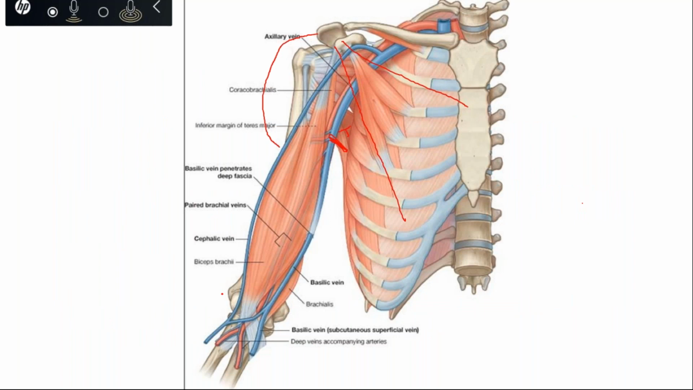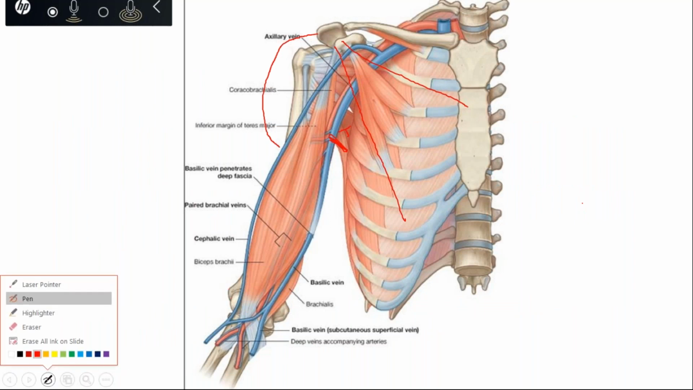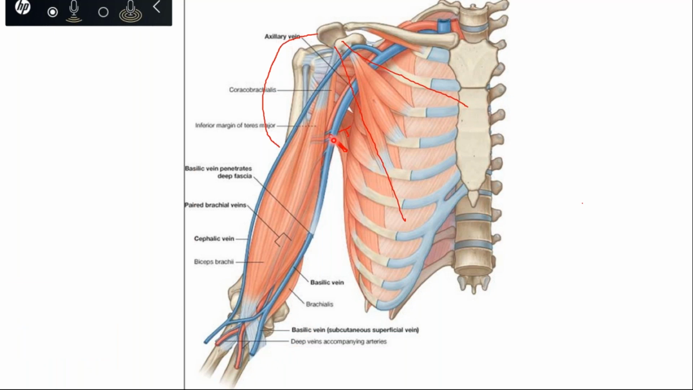So we have seen the basilic vein until here. Now from here until the outer border of the first rib, this is the axillary vein. That is, from the lower border of the teres major until the outer border of the first rib. The same vein, you can see, has been given different names. So this is called the axillary vein.